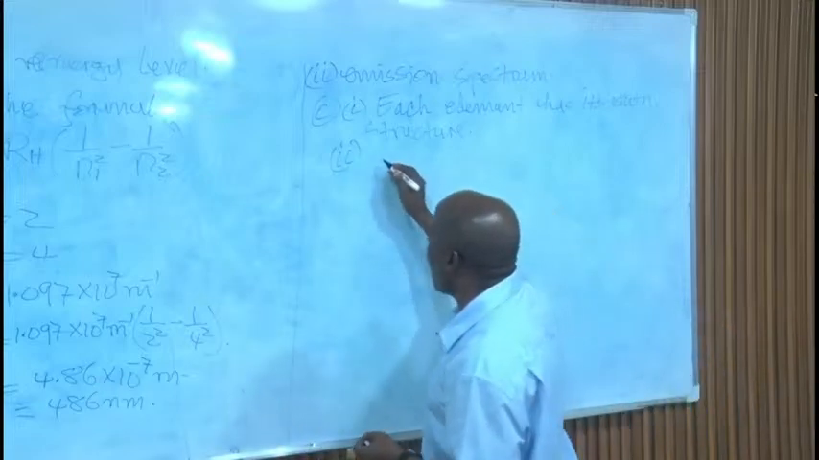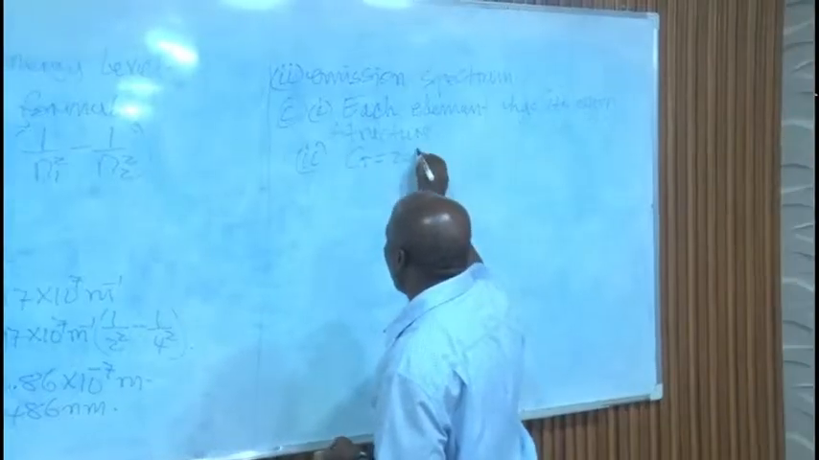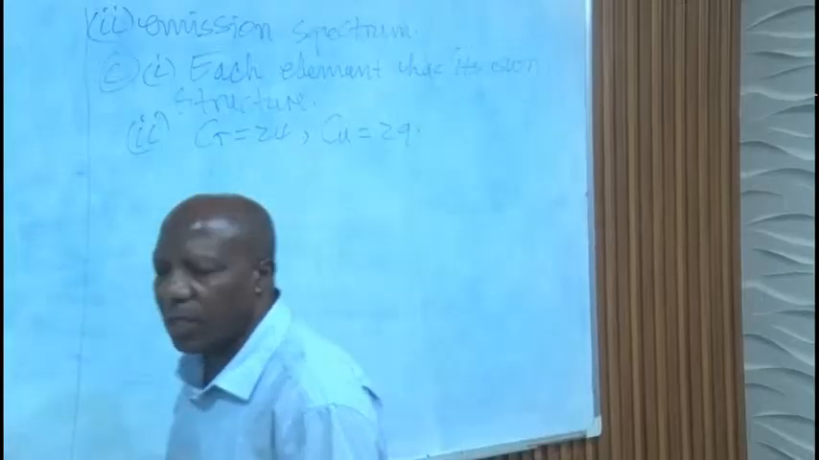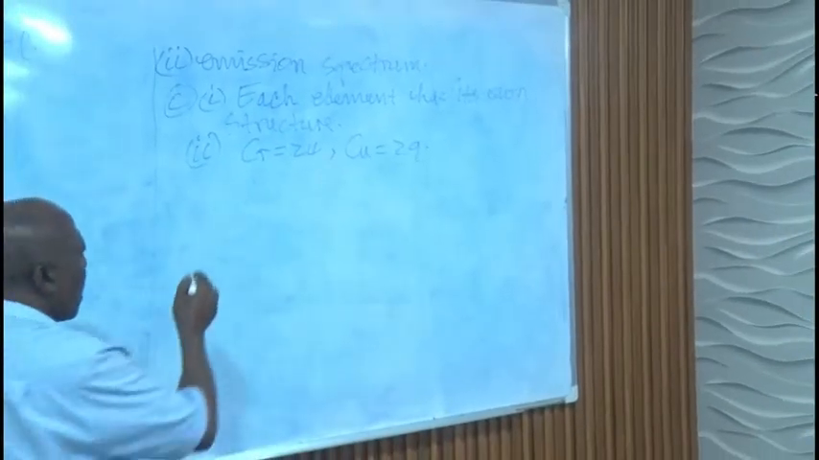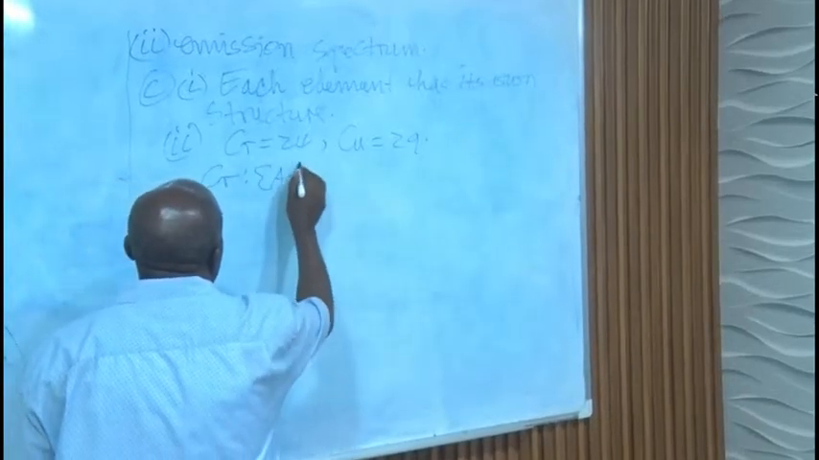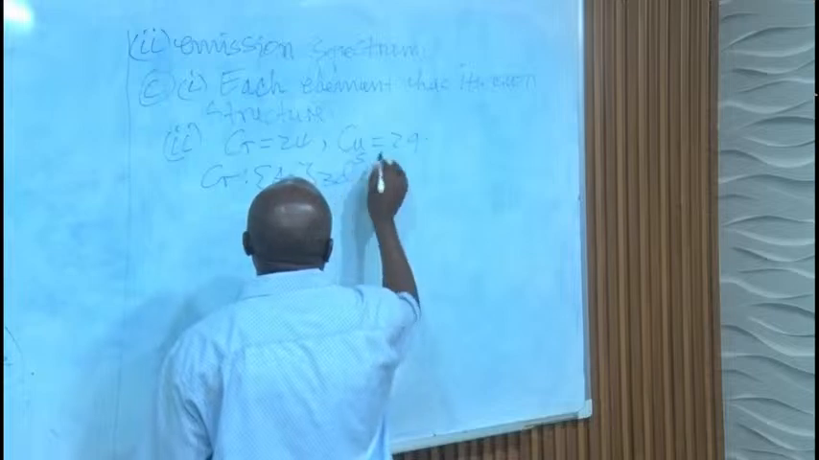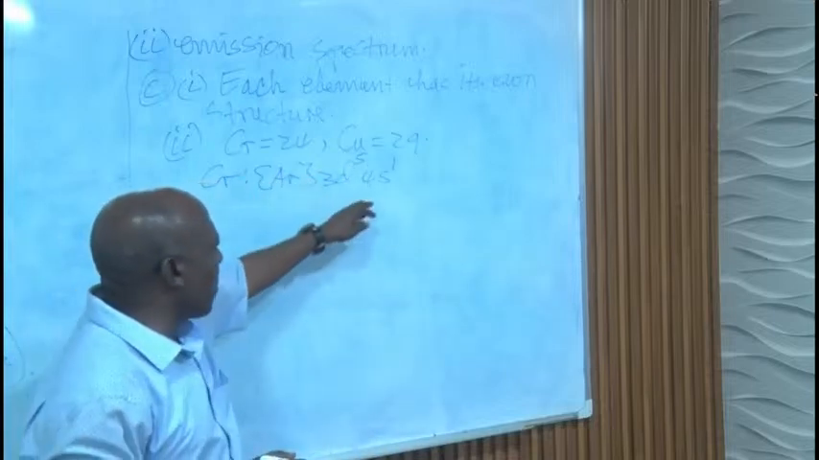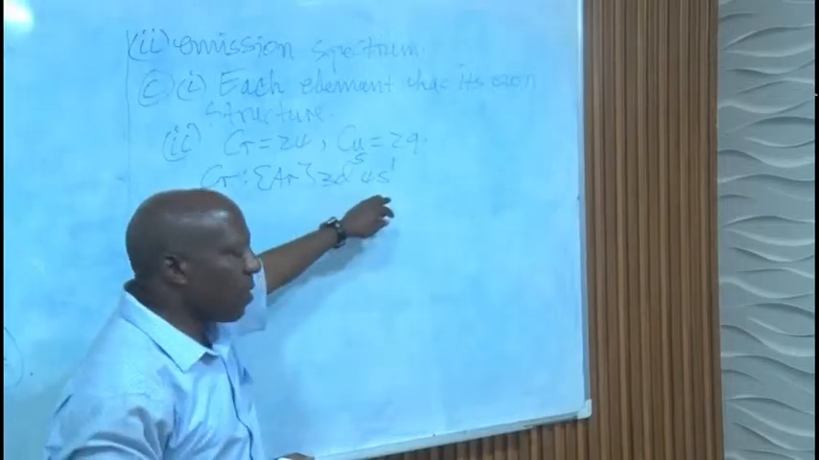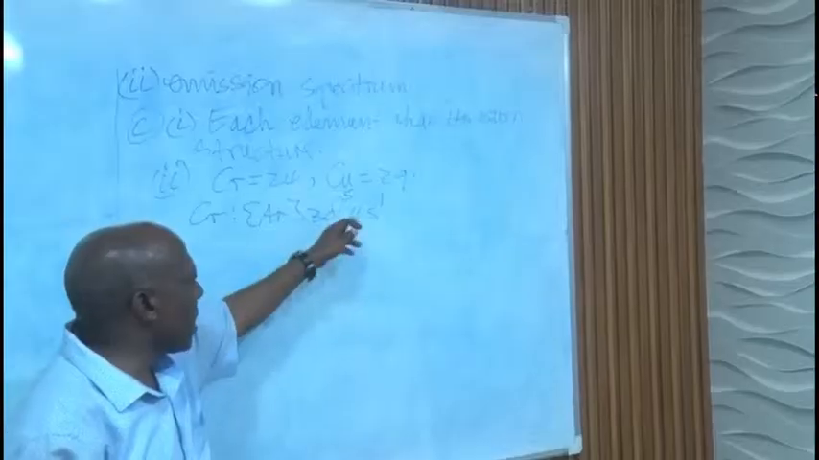The atomic number of chromium is equal to 24, and the atomic number of copper is equal to 29. Now, if we write the electronic configurations of these two elements, you find that for chromium, it is argon, then 3d5, 4s1. So instead of filling 4s first before 3d, if this could follow the Aufbau principle, this would be 4s2 and 3d4.